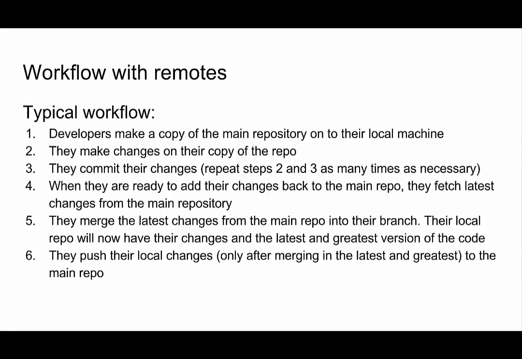And you may have to coordinate with others if there are conflicts from the master branch. So you may have to get on the phone and talk to people about how you can have your two change sets work together. After you fetch the latest changes, you merge them into your repository on your working branch. Then your repository will now have your latest changes and the latest and greatest version of the code from the rest of the team. Finally, you can push your merged changes into the main repository.